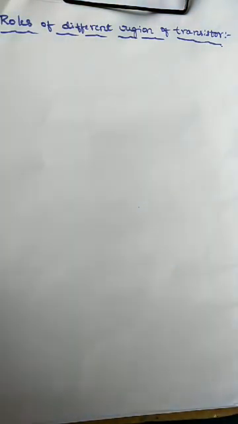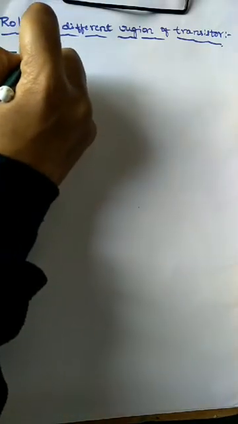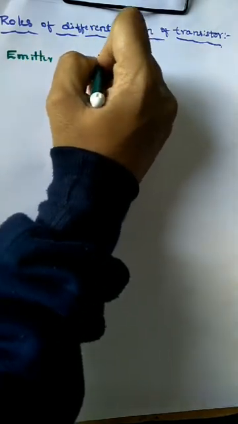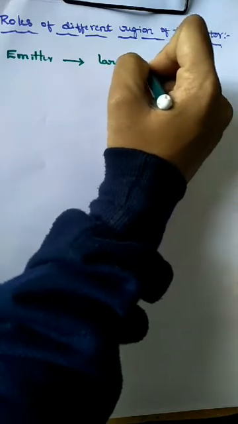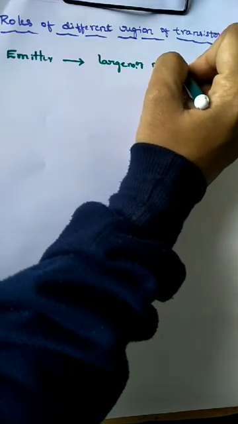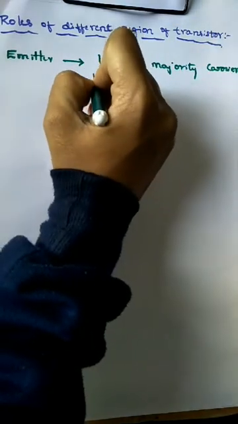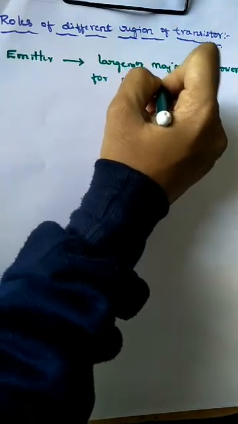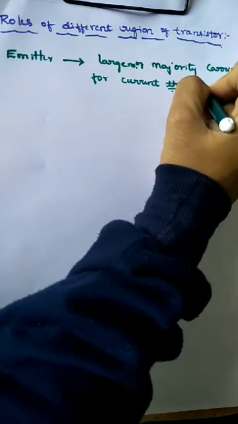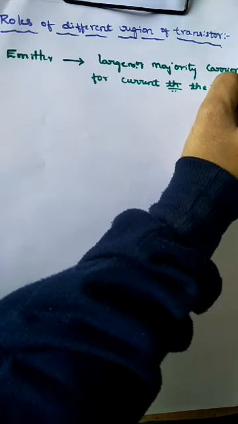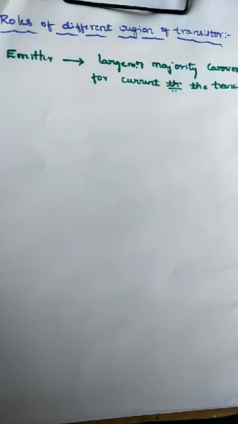Emitter supplies a large number of majority carriers for current through the transistor. So what's the work of emitter? Emitter supplies a large number of majority carriers for current through the transistor. This is the work of emitter.